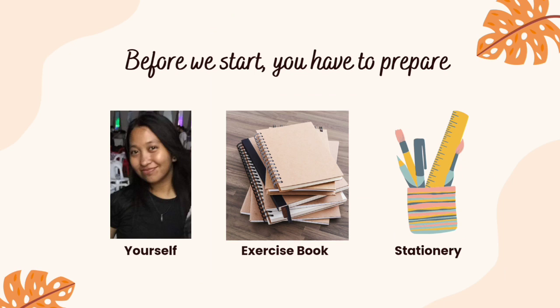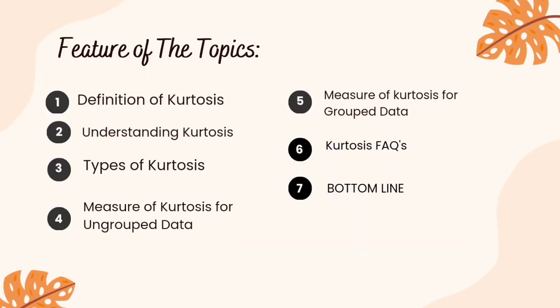So for us to be able to pursue the lesson, kindly prepare any means for taking down notes, such as pen and paper. And as an overview, we'll be talking about the definition and understanding of kurtosis, the types of kurtosis, measure of kurtosis for ungrouped and grouped data, as well as kurtosis facts and the bottom line for our conclusion. And after that, I'll provide you one simple question for you to solve, and you'll be given 10 minutes allotted time.